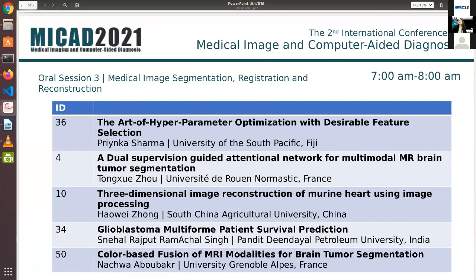So in this oral session, we're going to talk about medical image segmentation, registration, and reconstruction. We will have 1 hour of oral session, and we will have 5 interesting papers. Just a gentle reminder, each paper will have 10 minutes and probably 2 to 3 minutes for questions. So without further ado, let's invite the first speaker, Priynka Sharma from University of South Pacific in Fiji. Please start your presentation.